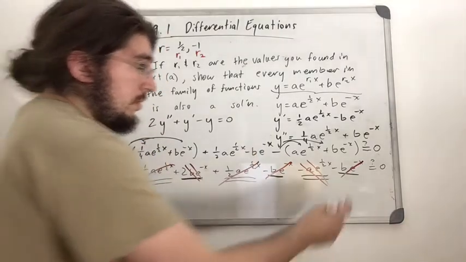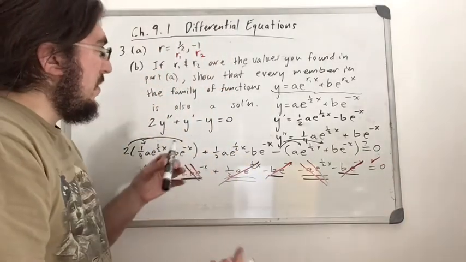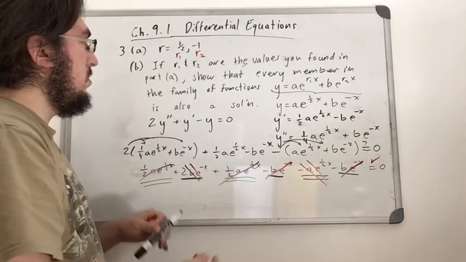We get 0 equals 0. So this question mark is actually a check mark. And we've shown that it is also a solution. So that's part B.